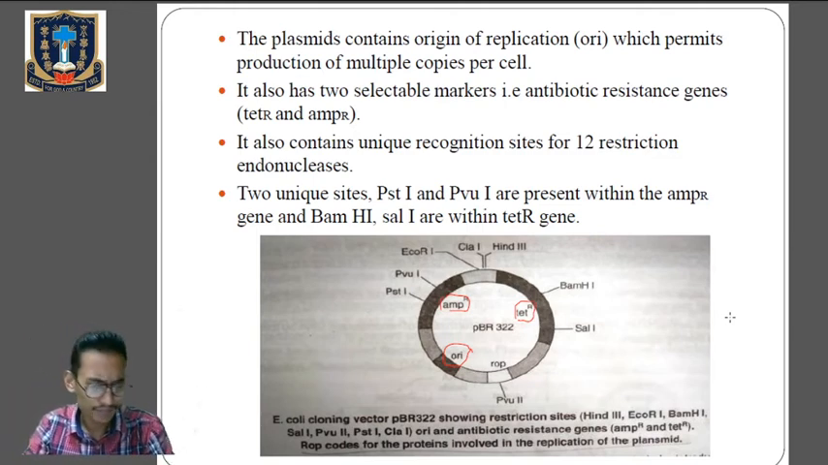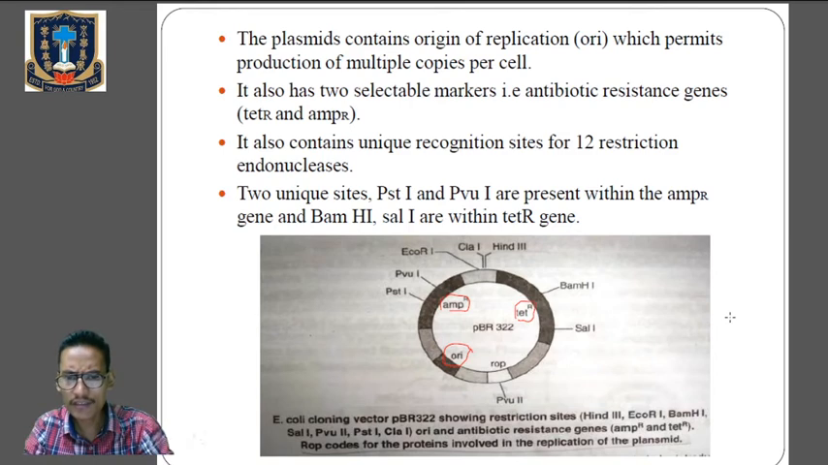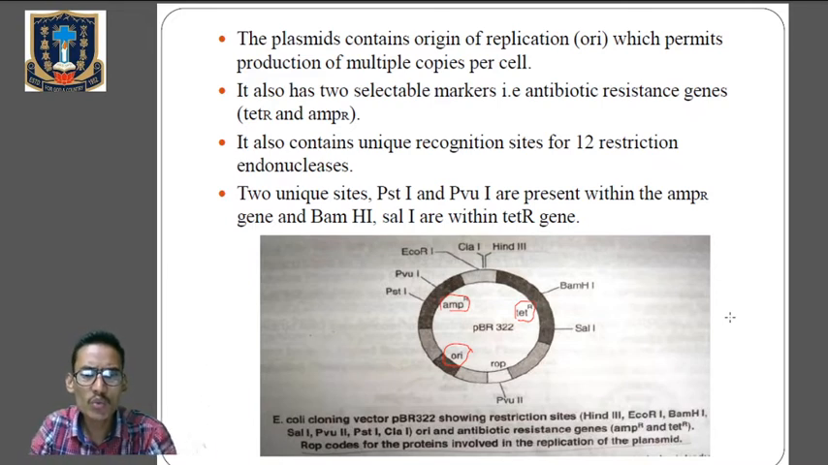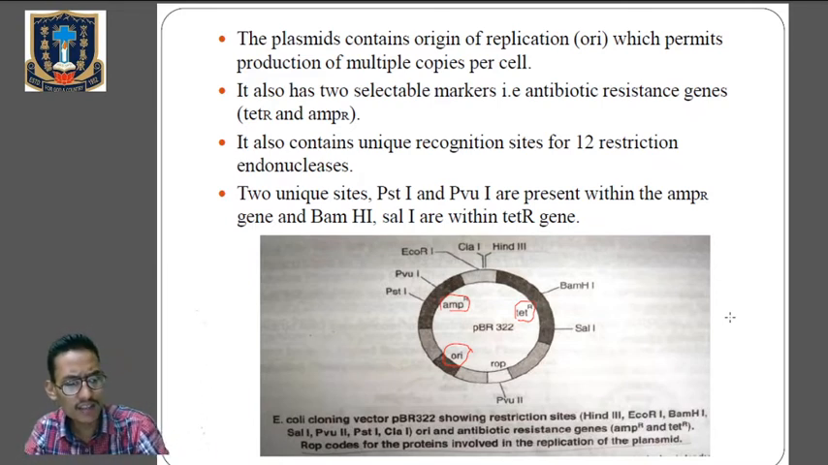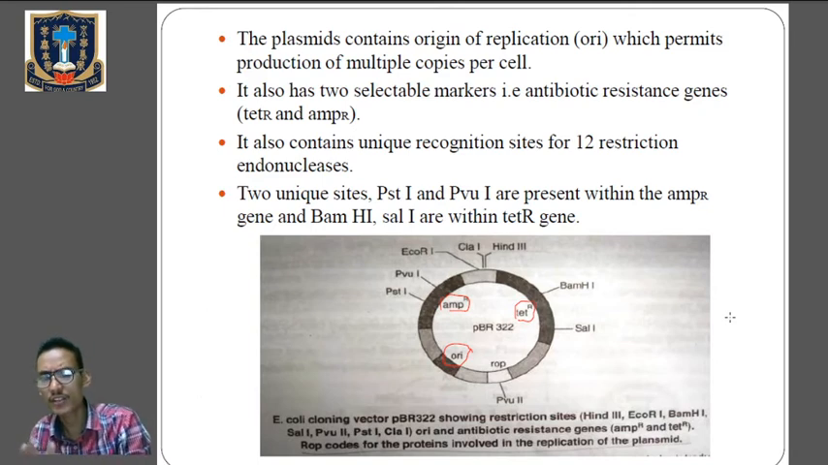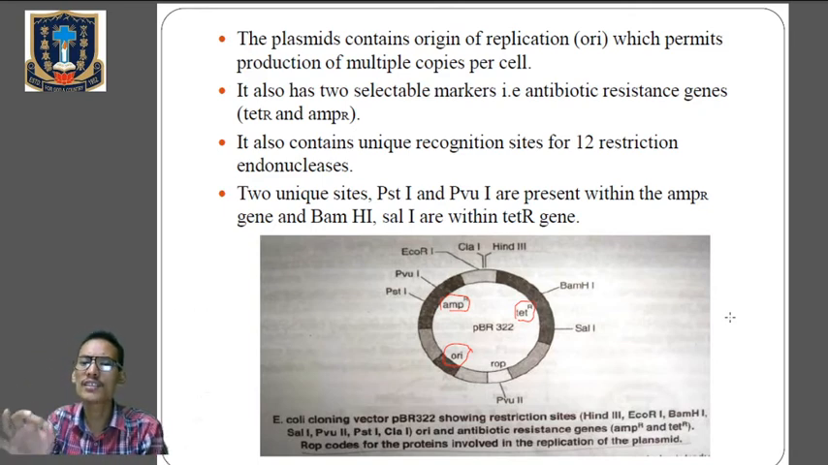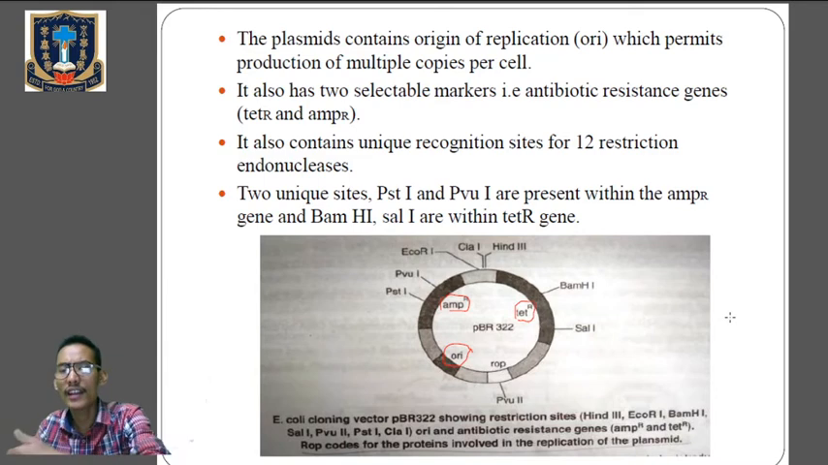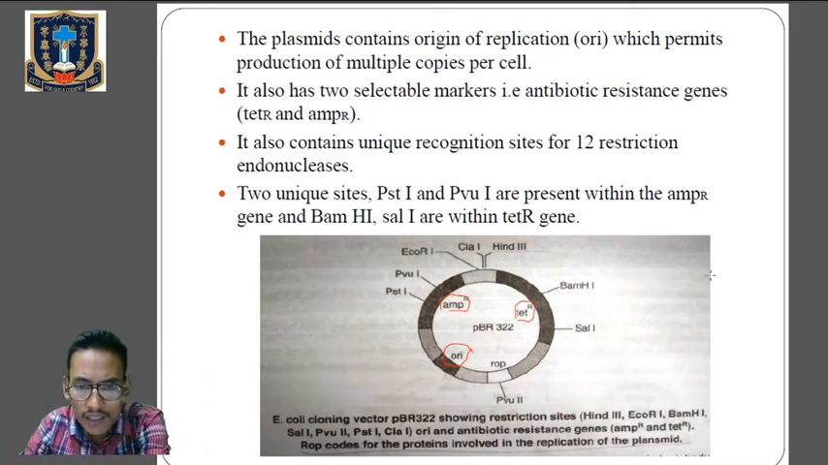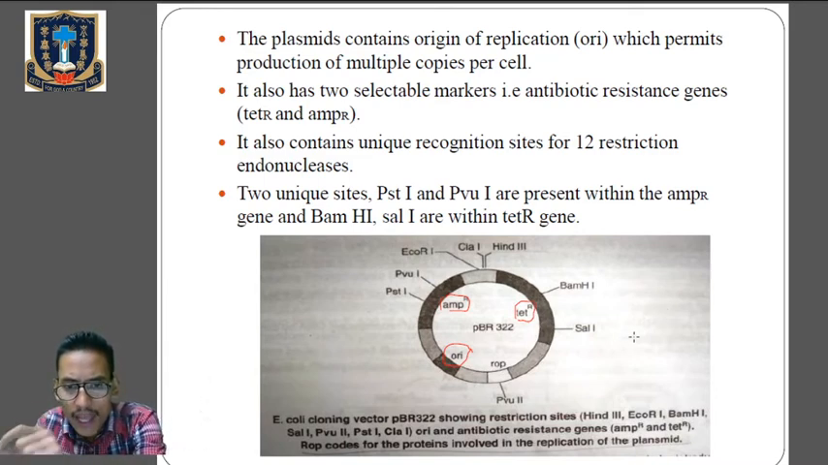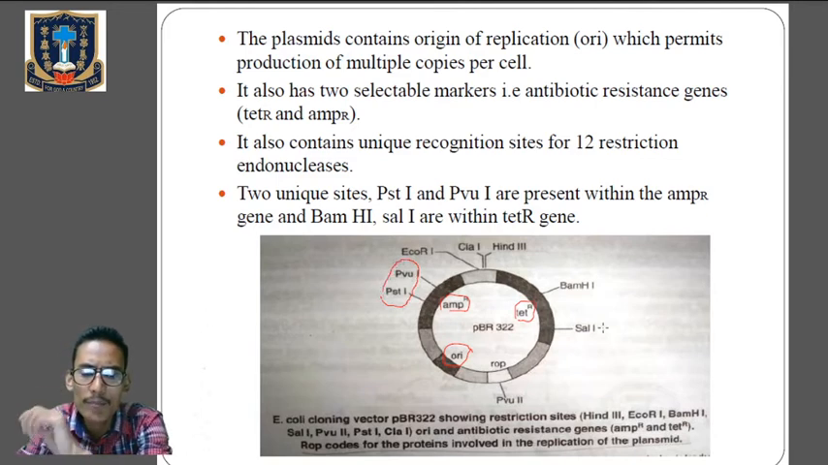Clear? Then it also has unique recognition sites for the 12 restriction endonuclease enzymes. So what are those unique sites? If you look in the figure, you can see PST1 and PBU1. These PST1 and PBU1 are the unique recognition sites which are present on the region called AMPR.